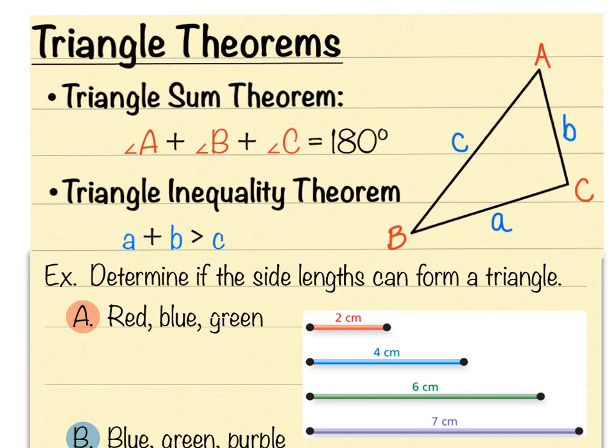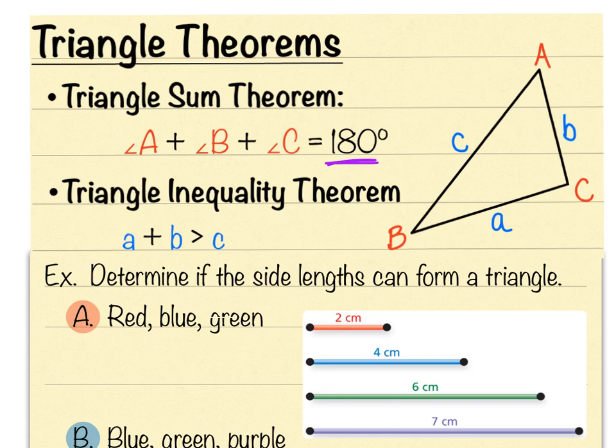All right, so now we're going to talk about the triangle inequality theorem. So yesterday we talked about the triangle sum theorem and how if you add the three angles of a triangle together, you'll always get 180 degrees. Well, today we're going to talk about the side lengths.